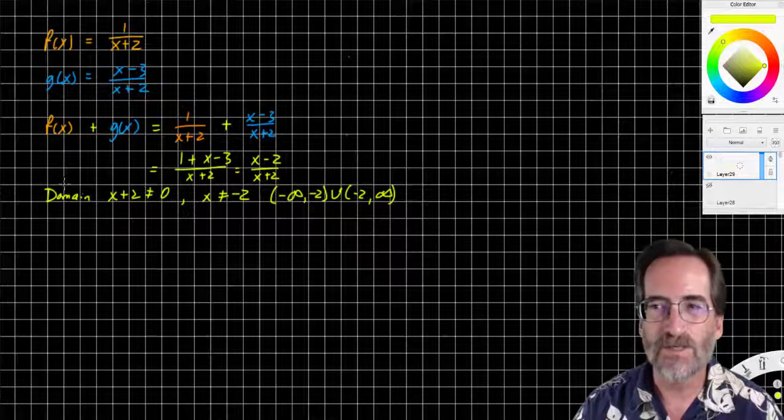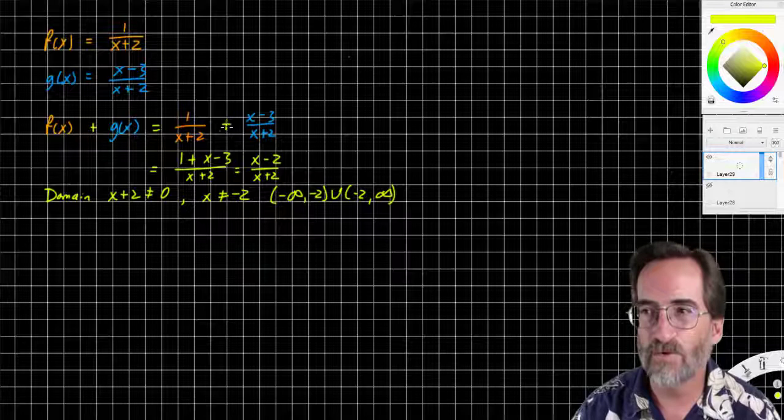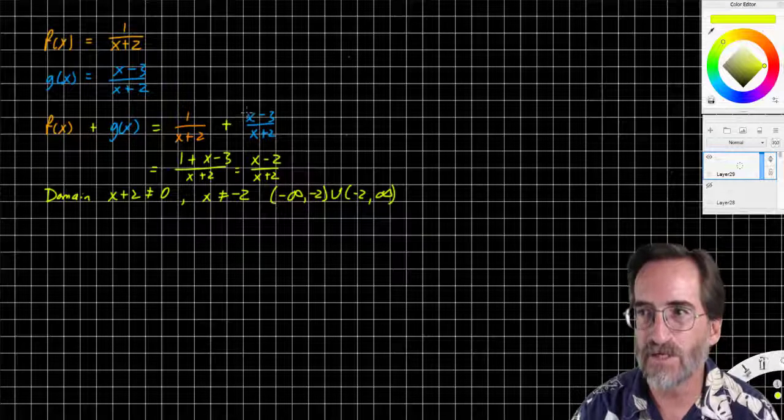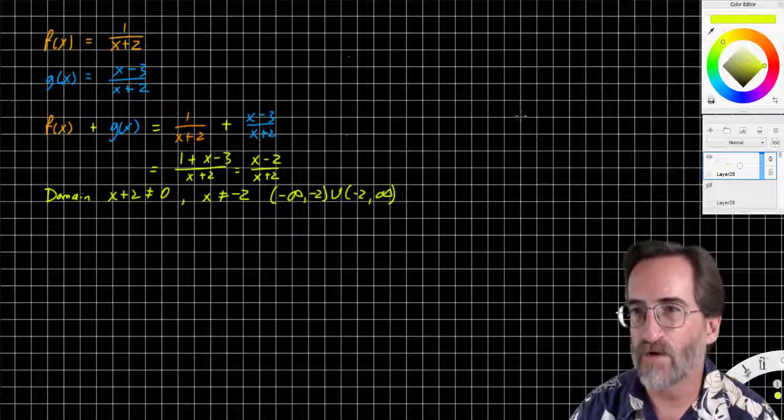I'm not going to take the time to do the subtraction, but it's very much like addition. Just remember that when you subtract, we're going to distribute the minus sign to the x and the 3, so we'll have negative x plus 3. So beware of your signs.